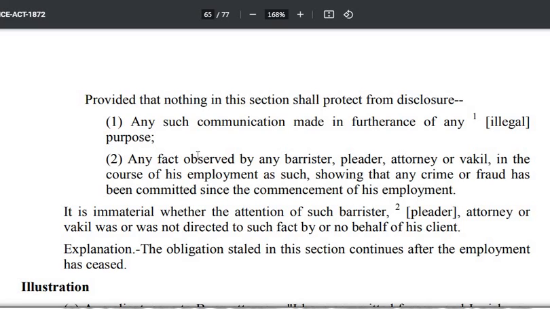अगर क्लाइंट मर भी गया तो उसके बाद भी बार लगेगा. अब मान लो I have a friend who is a lawyer and I happen to meet him somewhere and I tell him that yaar I have done this wrong, what should I do? Now I am not discussing this thing with him for the purpose of engaging him, I am discussing it with him as a friend. Will the privileged communication apply?